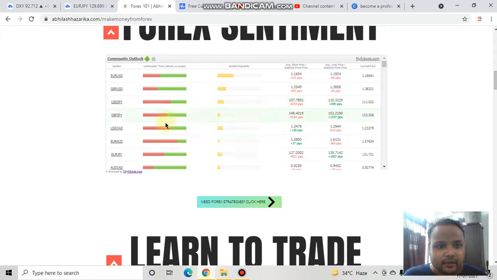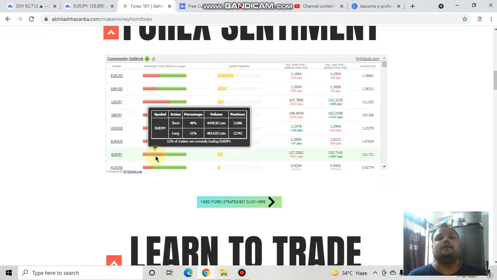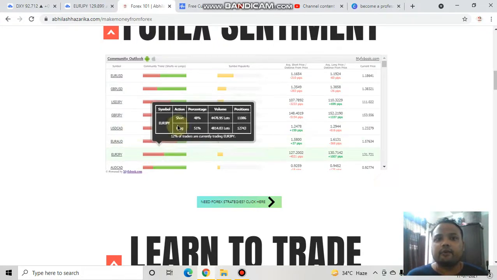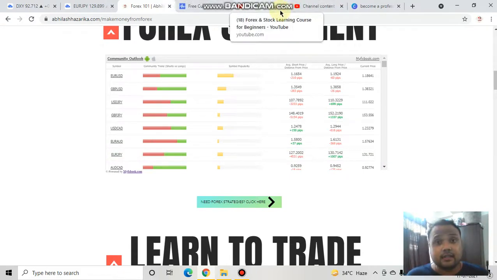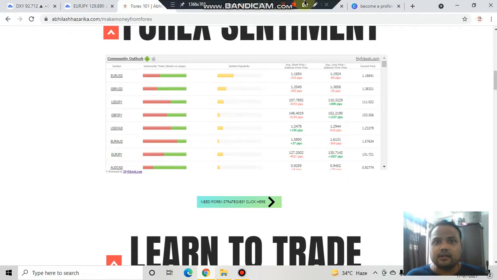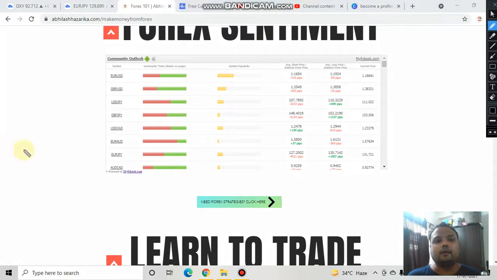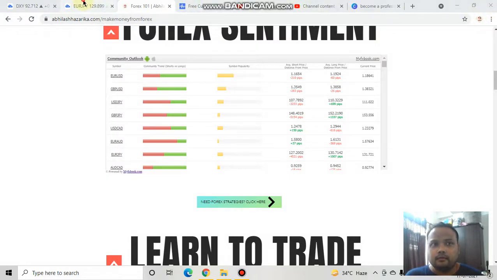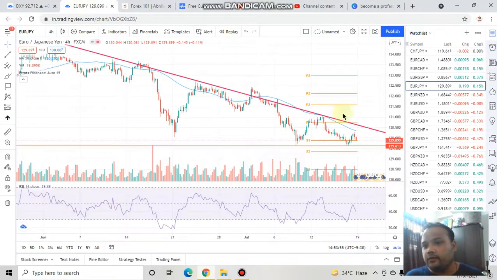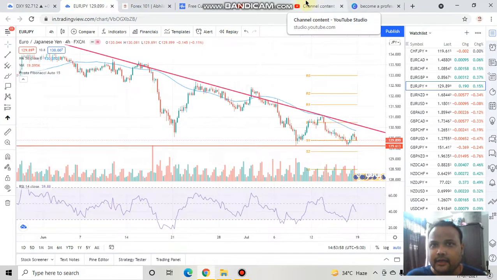So you can see that this is a Forex sentiment meter, and 48% of traders have taken a short position and 51% of traders have taken a long position. Considering the Forex sentiment meter, we can clearly understand that retail traders are confused right now. The overall traders are confused right now. They have no idea where the market will go, whether it will go up or down.